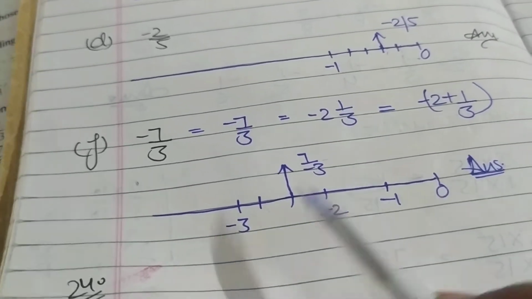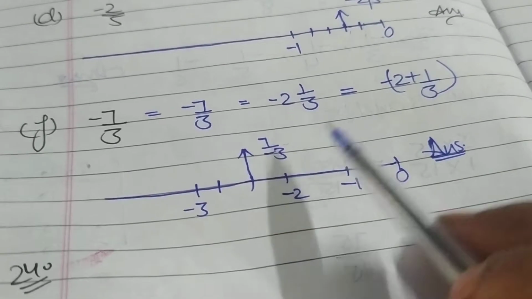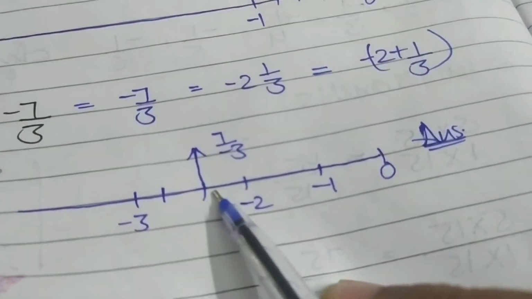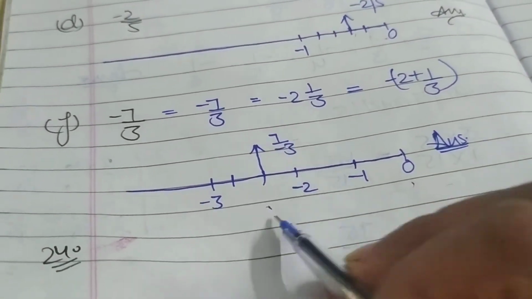1, 2, 3. Numerator is, see, up to minus 2 is here. Now we have to use only 1 upon 3. So this 1 is 1 upon 3. So starting from 0 up to this, it is minus 7 upon 3.